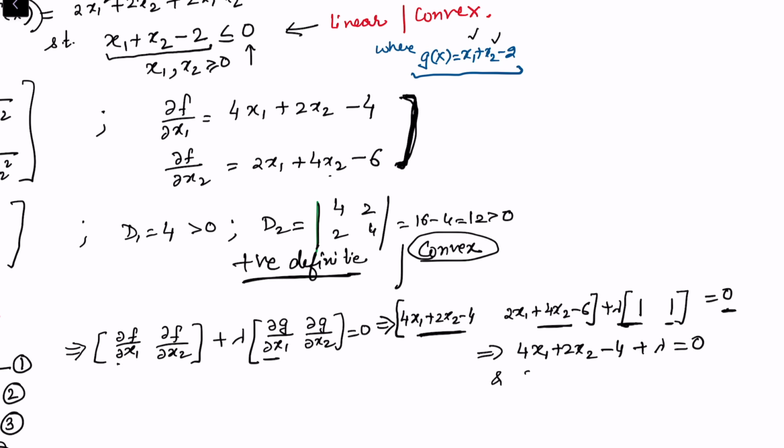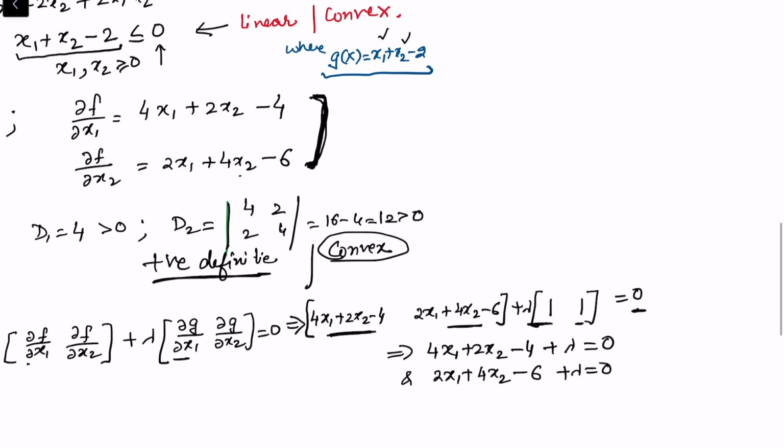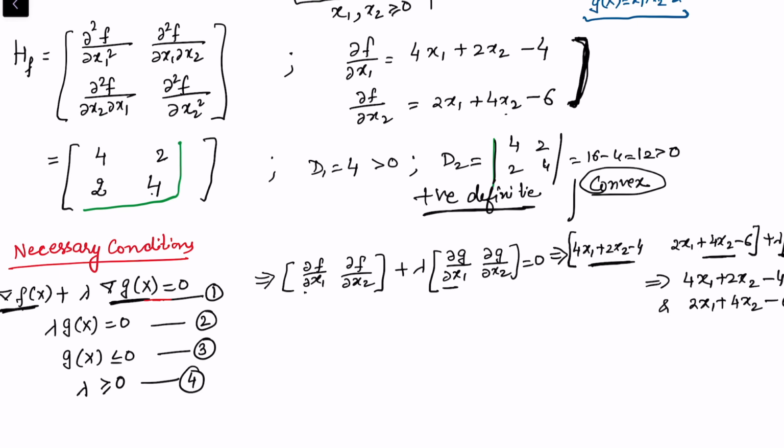So we will also take 2x1 plus 4x2 minus 6 plus lambda equal to 0. And let me label these as corresponding to the first equation. So let me label this as 1.A and 1.B. So we got two equations from the first equation.